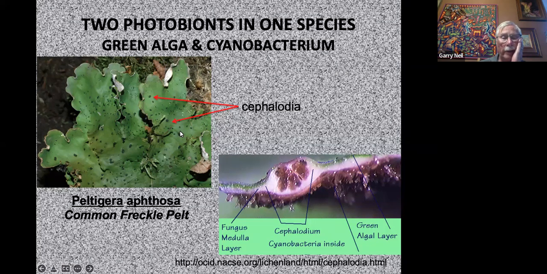It's not that common, but it's a good example of a symbiotic relationship that is more encompassing than just a fungus and a green alga or a fungus and a cyanobacterium. In this case, it actually has two different photobionts involved with the particular species. By the way, blue-green algae or cyanobacteria are really important in fixing nitrogen. So they also enrich soils, et cetera, which we'll talk about in a little while as one of their major benefits to the ecosystem.